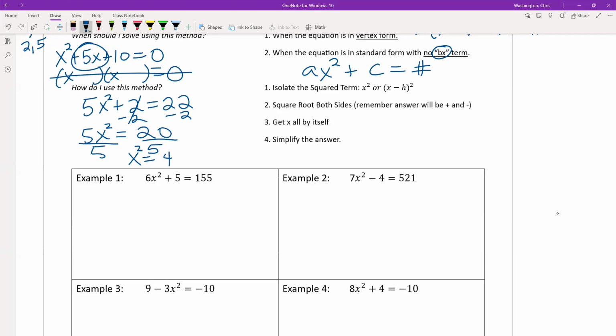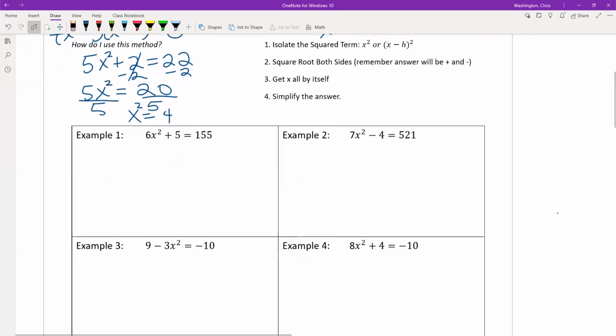We're going to get x squared, or (x minus h) squared, by itself. Step 2, in order to get rid of the squared, we take the square root of both sides. We'll talk about the plus or minus in a second. Step 3 is going to be done most of the time, but sometimes it won't, depending on what the initial question looked like. And step 4, simplify the answer. We're going to let our calculator do a lot of the simplifying for us. Yes, we could simplify it by hand, but we're not going to spend time doing that. Your calculator will simplify everything we're going to do today for you.